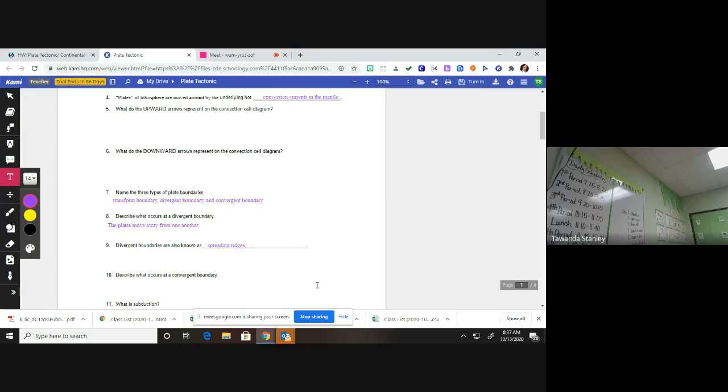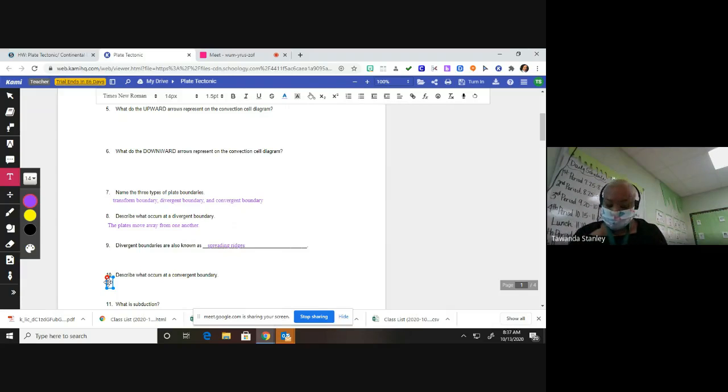All right, so then we're going to go to our last one, and it says describe what occurs at a convergent boundary. When we have convergent boundaries, these plates move towards one another. Convergent boundaries move toward one another.